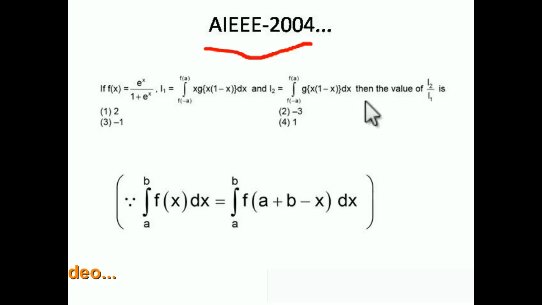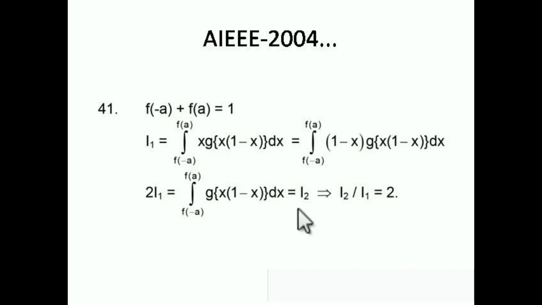See, this is a combination of function and integration both. We have limits here, f(-a) to f(a). Let's find out what f(-a) and f(a) come out as. If I put -a here, I have e^(-a) upon 1 plus e^(-a), and if I put a here, I have e^a upon 1 plus e^a. If I add f(a) and f(-a), the answer becomes 1. So f(a) plus f(-a) is equal to 1.